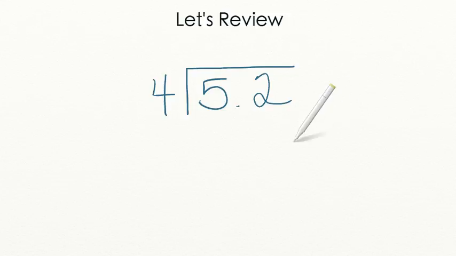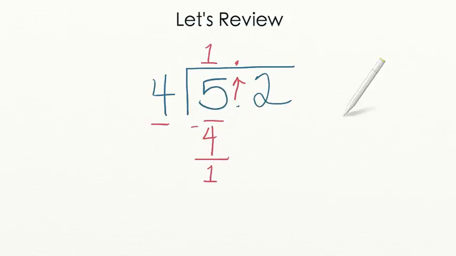When you're trying to divide a decimal, you need to make sure that your first step is to always move your decimal value up into your quotient. Then you can continue through your problem just like regular long division. So how many times can 4 go into 5? 4 can go into 5 1 whole time. 4 times 1 equals 4, and when we subtract out, that gives us a remainder of 1.